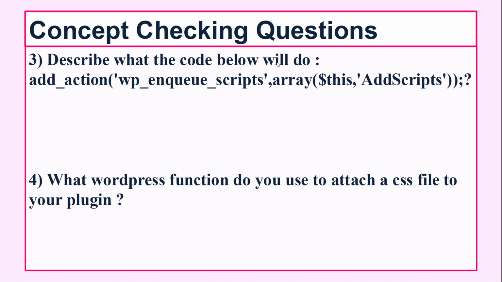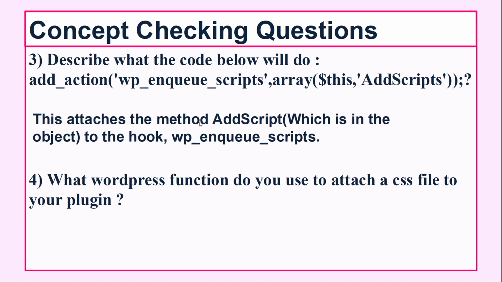Describe what the code below will do. This will attach the method, this add script method, which is in the object, to the hook. So remember, this is in the class, it's in the object, and it attaches to this hook that we called. Next one, what WordPress function do you use to attach a CSS file to your plugin? Well, we use this style WordPress function, not the script one, the style one. And then the first value is the name that we assign it in WordPress, and the second one is the pathway of the CSS file.